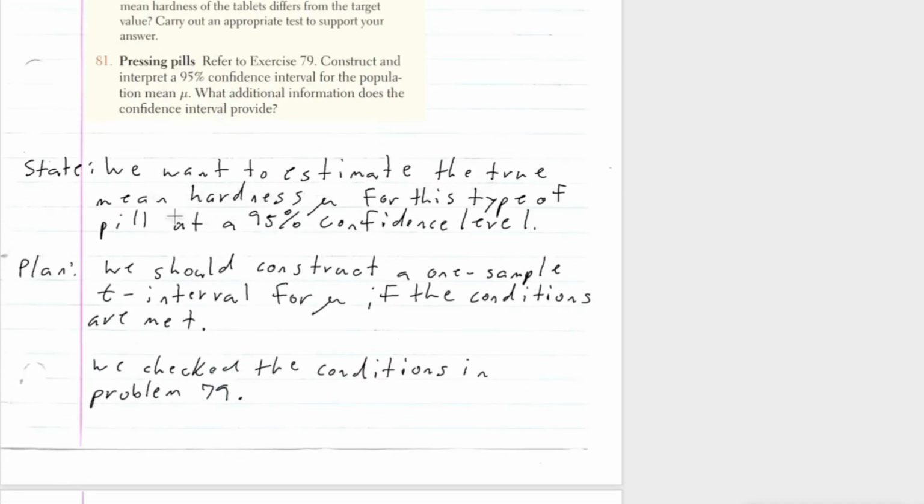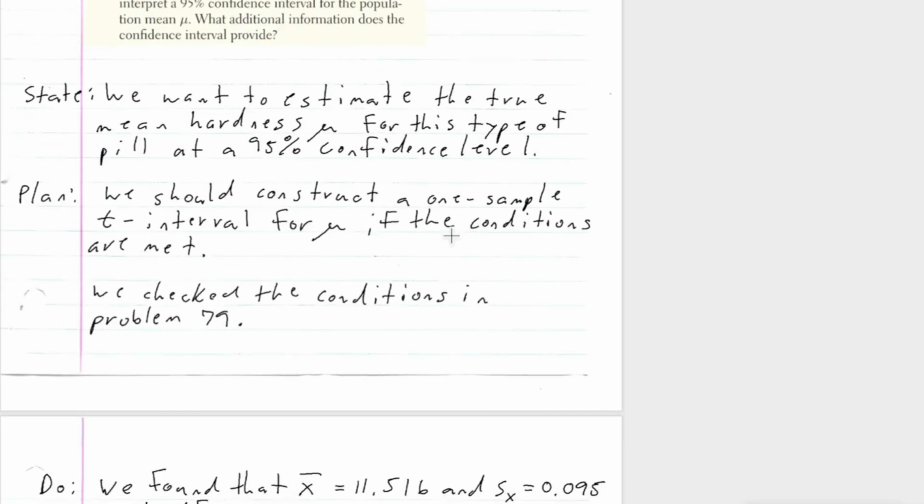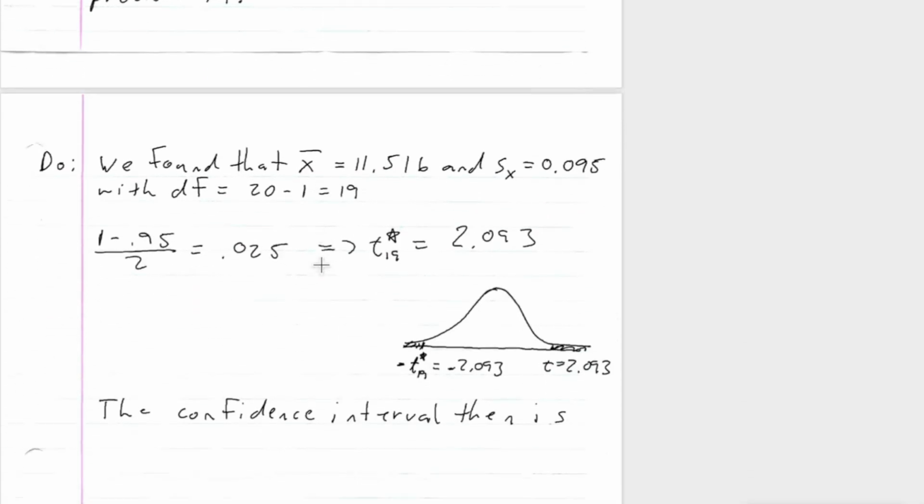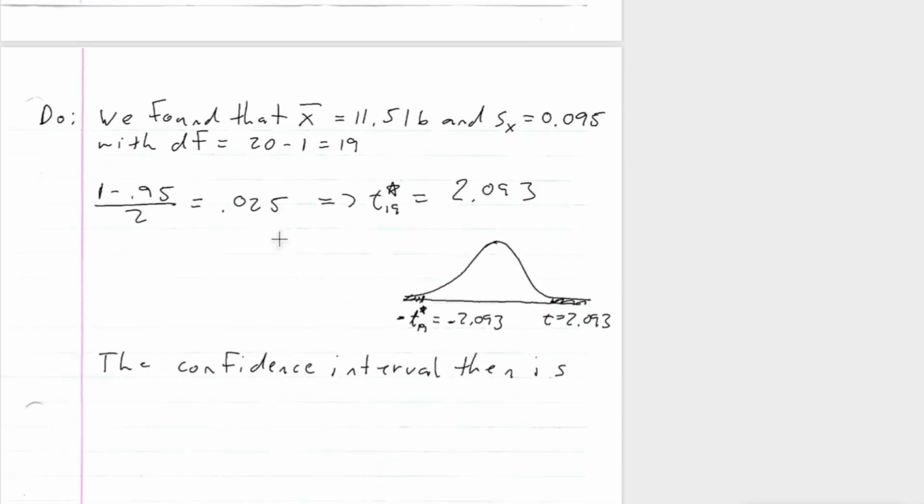We want to estimate the true mean hardness, mu, for this type of pill at a 95% confidence level. And plan, we should construct a one sample t interval for mu if the conditions are met. Remember, we checked the conditions in the previous problem, so we're not going to do that here. So let's go ahead and do our do part.